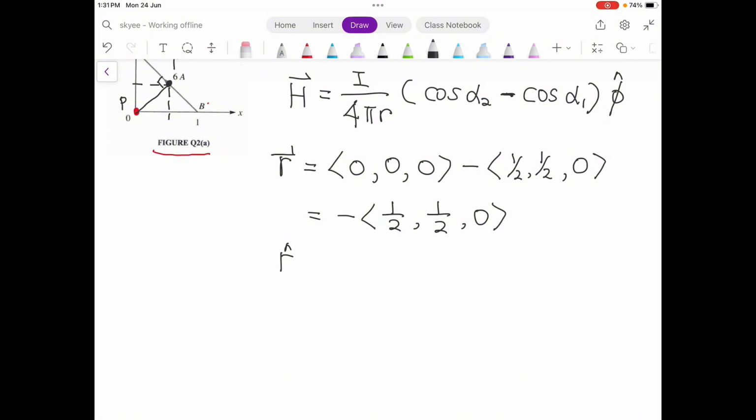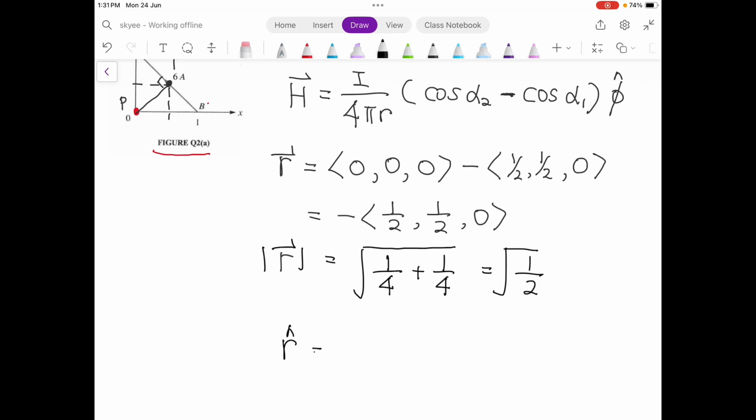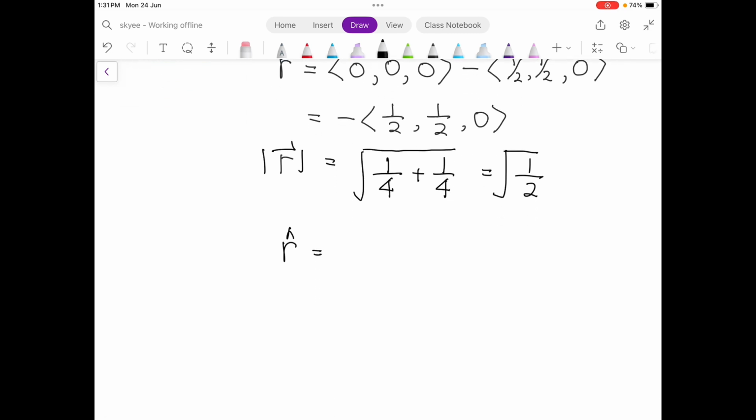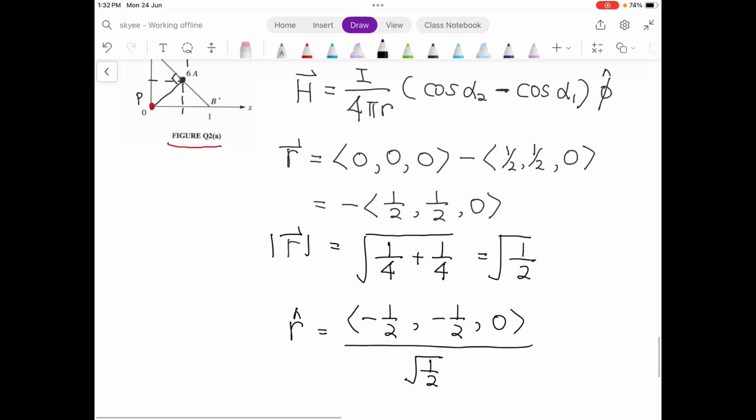Here your magnitude will be the square root of 1/4 plus 1/4, which is equal to 2/4, so square root of 1/2. And the unit vector r will be negative 1/2, negative 1/2, 0, divided by square root 1/2. So this one will be your unit vector r.